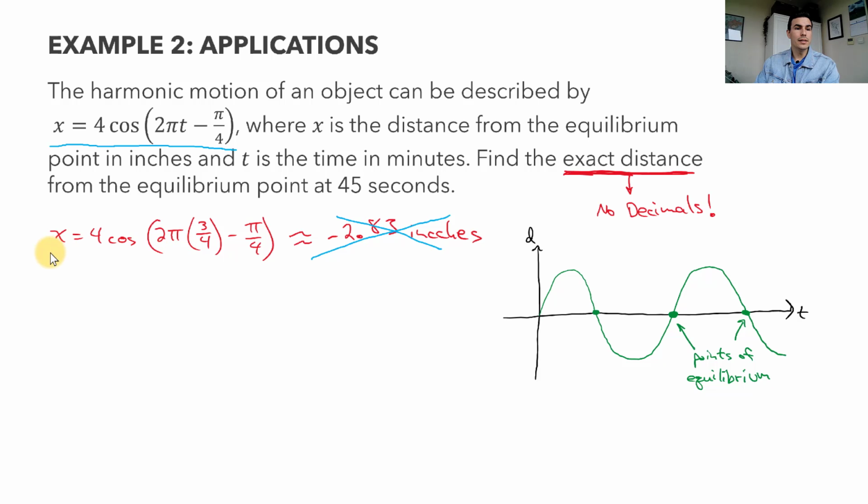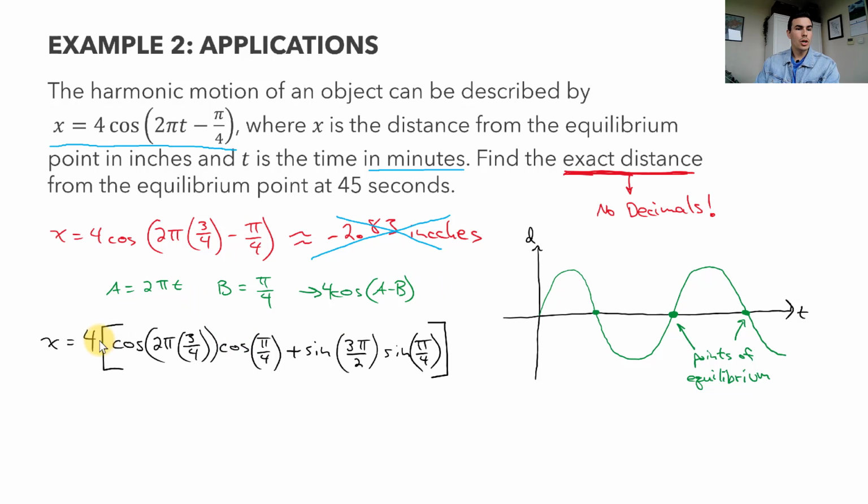However, what we can do is say that A is equal to 2 pi t, where t is 45 seconds, which is going to be 3/4 of a minute, because time is in minutes here. So keep that in mind. And B is going to be pi over 4, right? So really what we're looking at is 4 cosine of A minus B. So I'm going to say 4 brackets. My 4, I'm going to hang out as a coefficient and just figure out what this cosine of A minus B is first.